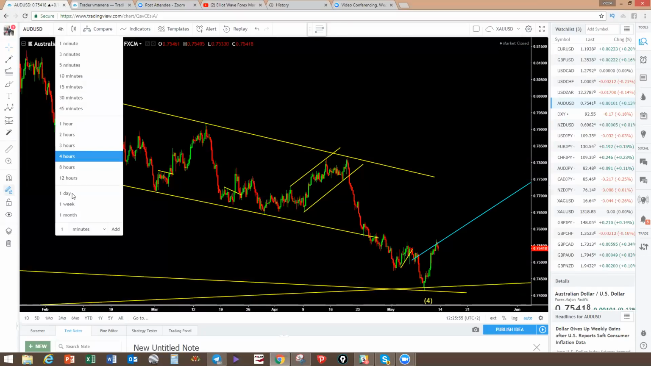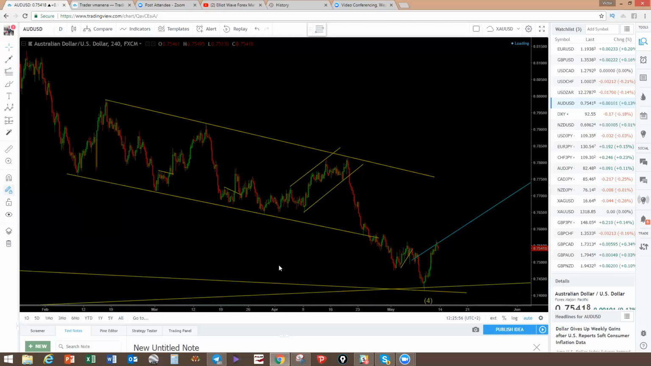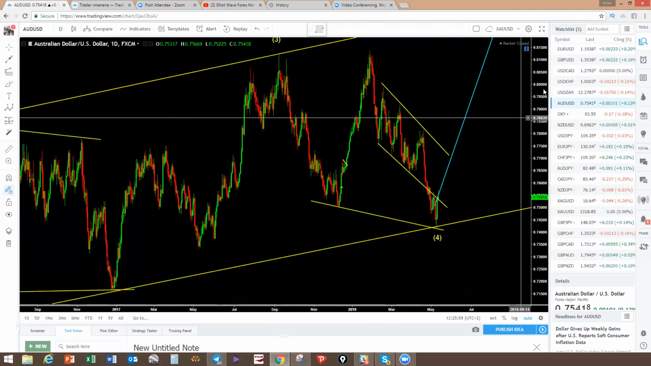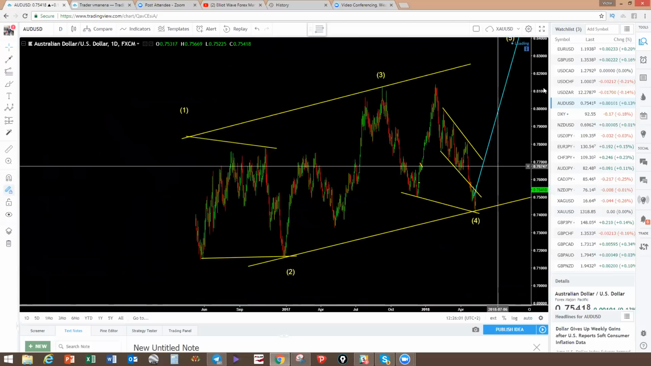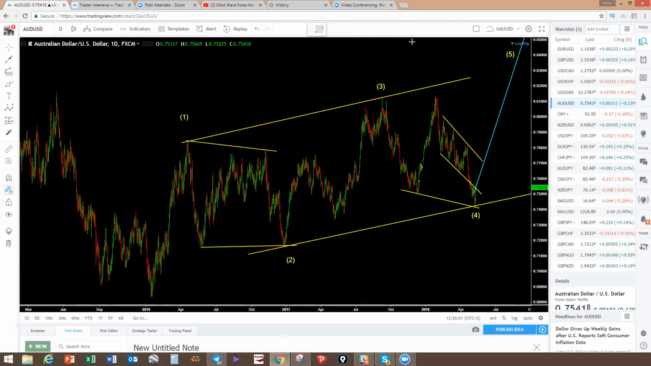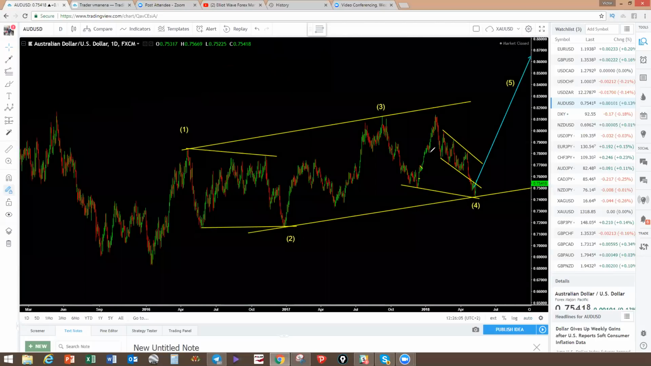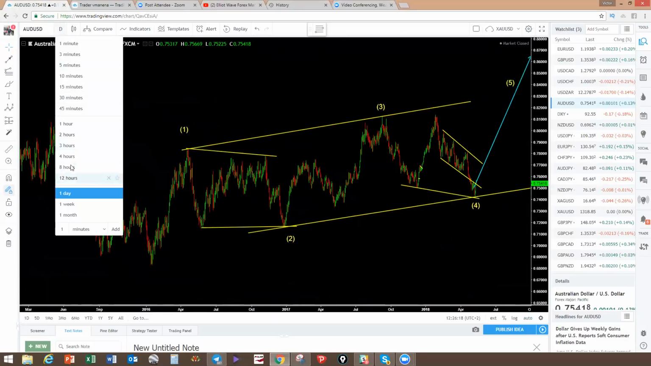AUD/USD daily. Also, we've got a reaction there. We looked at this structure as a diagonal: 1, 2, 3, 4. And if this is the 4, then we'll be looking for this to give us a 5 there. Okay, let's look at the lower degree. This is the daily. Let's go to the 4 hour.